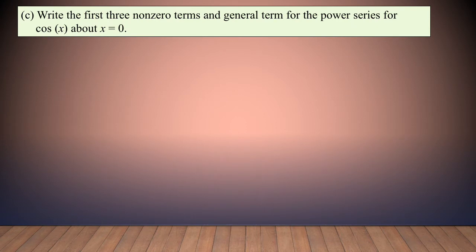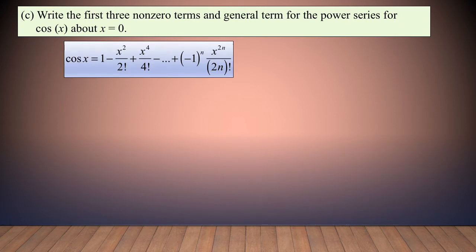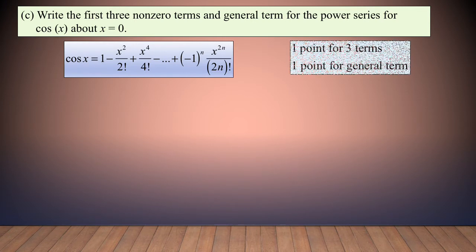Part C states to write the first three non-zero terms and general term for the power series for cosine of x about x equals 0. Again, this is a gimme. Students should know this right off the top of their head. Cosine of x equals 1 minus x squared over 2 factorial plus x to the fourth over 4 factorial minus dot dot dot. And the general term is negative 1 raised to the n times x raised to the 2n over 2n quantity factorial. 2 points for this question, 1 point for the first three terms, and then 1 point for the general term.